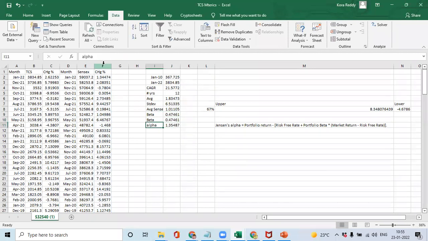So this is a monthly figure. This number needs to be positive. That means for the amount of risk you are taking, you are generating excess returns. So the monthly alpha figure for TCS is about 1.35% excess returns over the market.